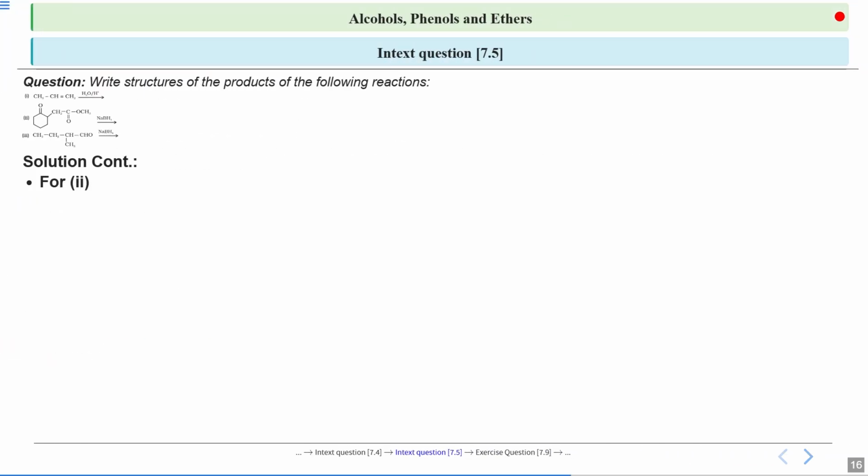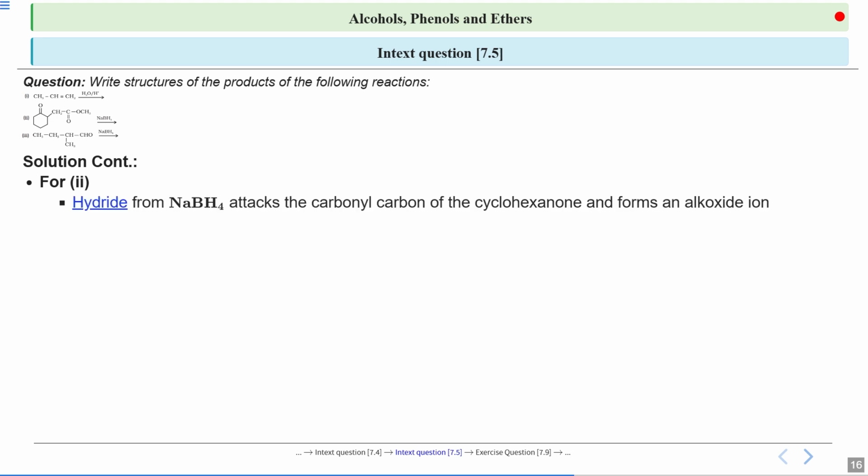Now, for the second reaction, the hydride from sodium borohydride attacks the carbonyl carbon, C double bond O, of cyclohexanone and forms an alkoxide ion. So from the sodium borohydride, hydride will attack the carbonyl carbon of the cyclohexanone, the ketone, and will give us an alkoxide ion. Actually, we use sodium borohydride for this reduction of carbonyl compounds.